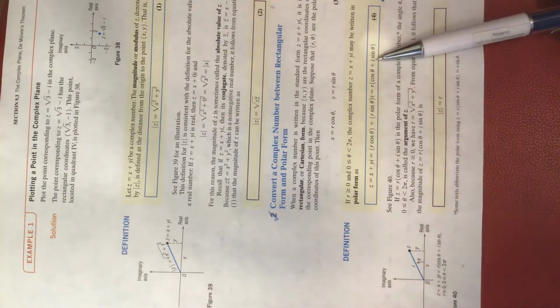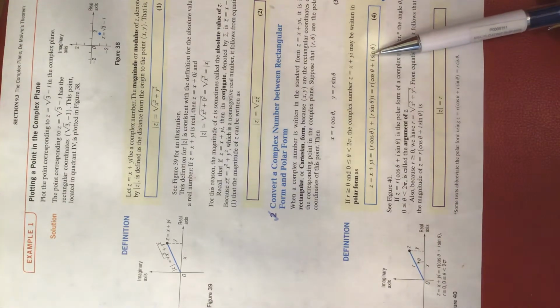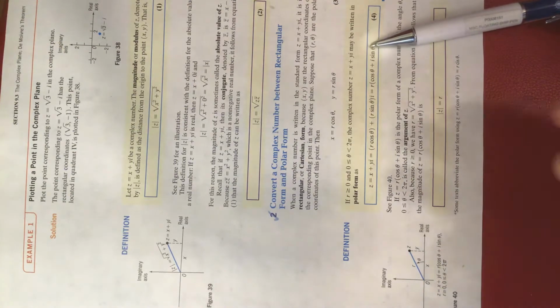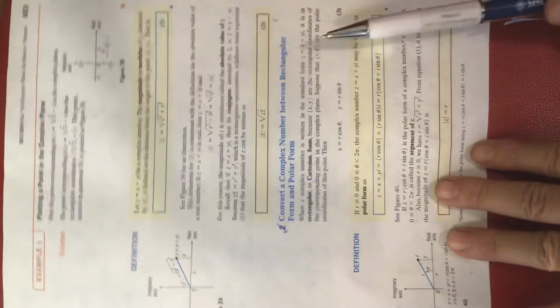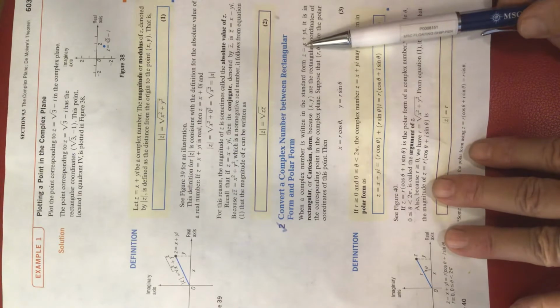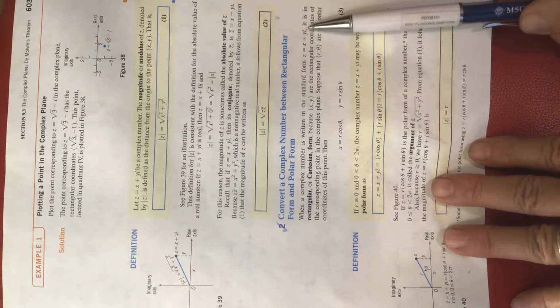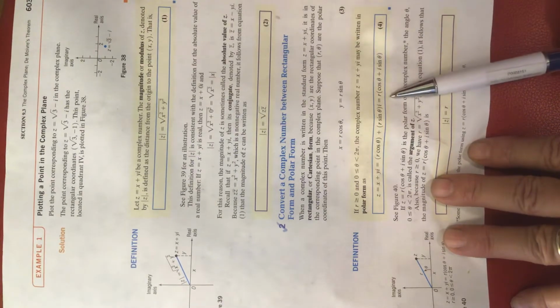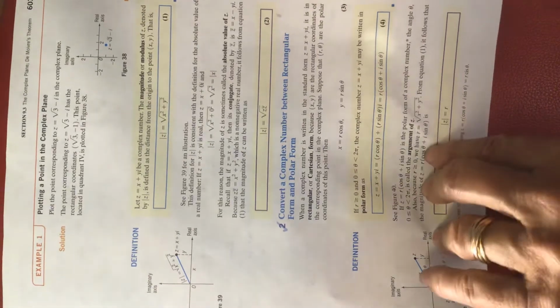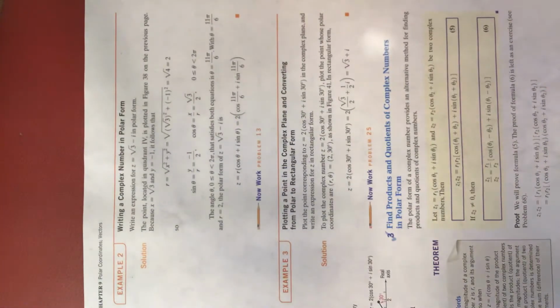This is the form of a complex number. So this is the standard form of a complex number. This is the polar form of a complex number. So we should be able to convert pretty easily because it's the same thing we've done before.